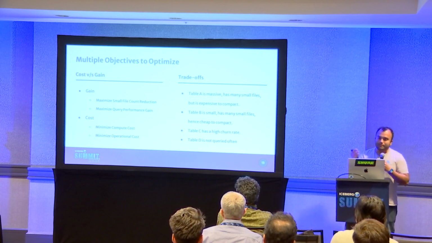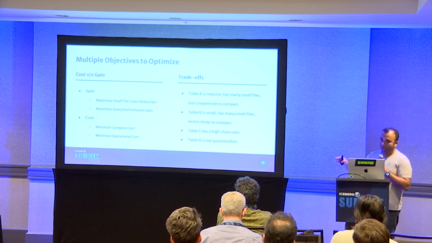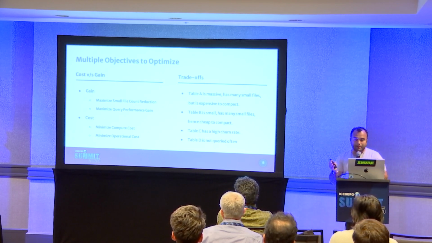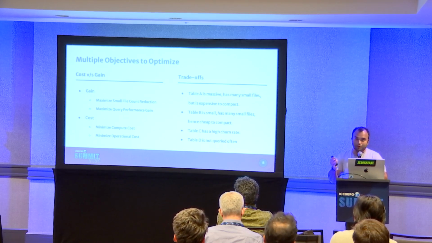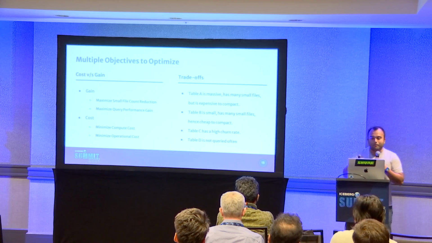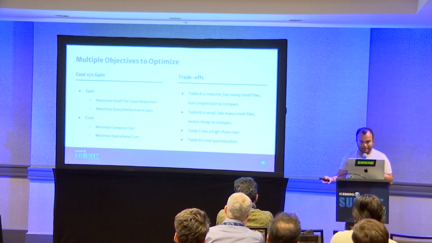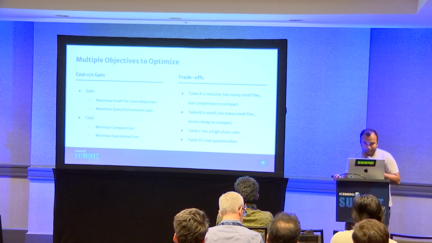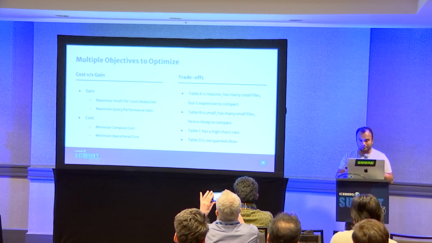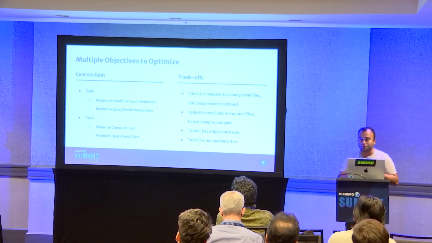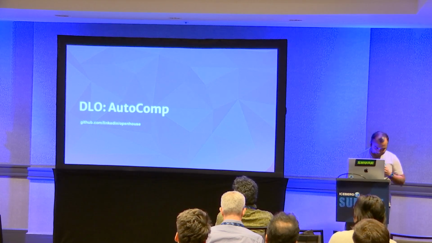Should I compact a table which is massive and has a lot of small files, but is very expensive to compact? Or should I compact a table which is small and hence cheap to compact? Or should I compact a table which has a high churn rate, which means like I have a writer which is churning data every day, and then if I compact it, my compaction efforts are undone immediately when the writer job runs next. Or table D, which is like not often queried, so I might get some storage benefits, but I may not see the same benefits on query performance gains. So it's about trade-offs, and that's why we framed it as a multi-objective optimization problem. And Autocomp is a solution to this problem, which we'll talk about next.